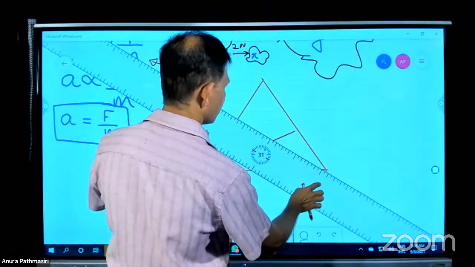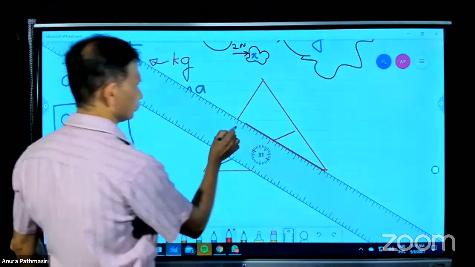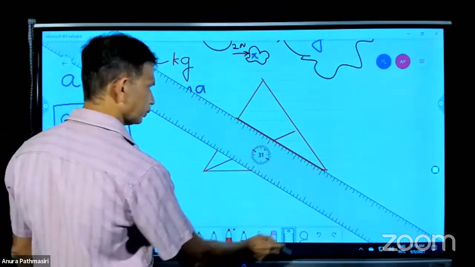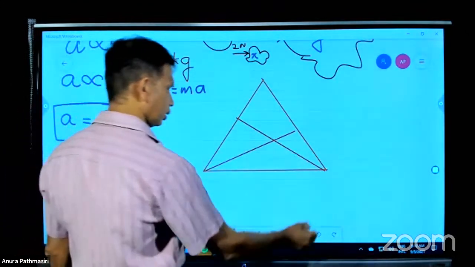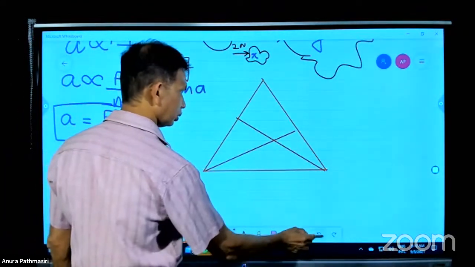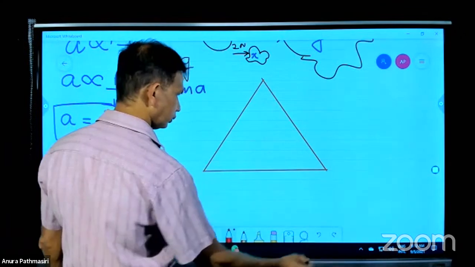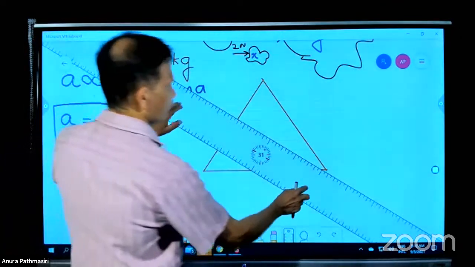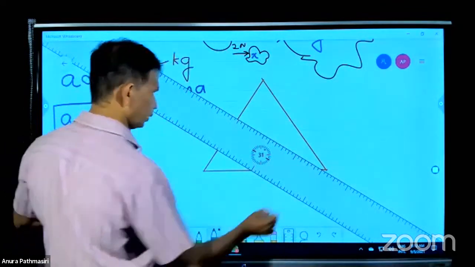This is the magic triangle. You can have the magic triangle. What is it? Magic triangle. Come over here. Now you can have the blue one.